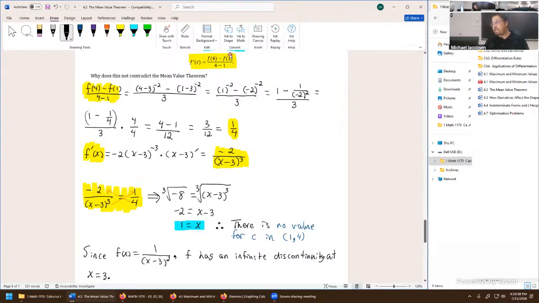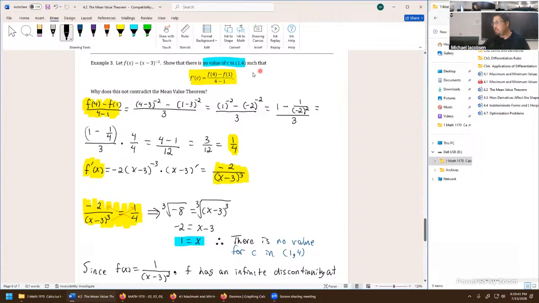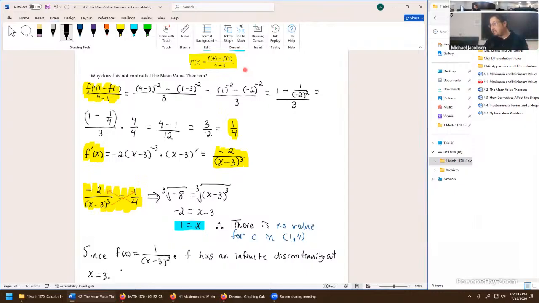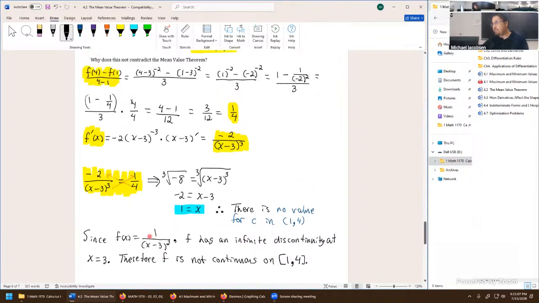We did the average rate of change from f at 4 to f at 1. Also a good hint here, the open set is from 1 to 4. We can say that, therefore, f is not continuous on the closed interval from 1 to 4. It has that discontinuity right at 3. The vertical asymptote occurs at that value. And so that's why there's not actually a contradiction here.